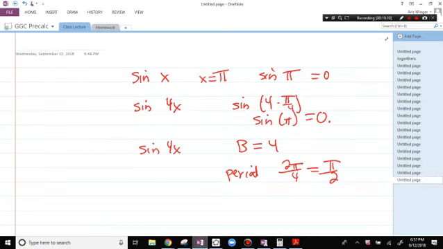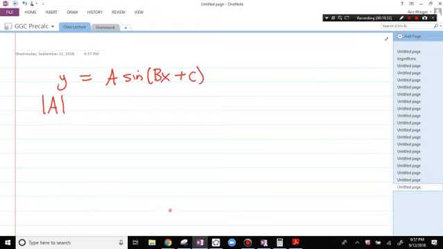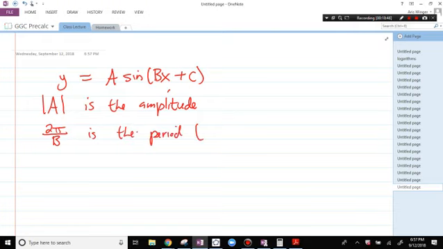My math lab makes it a breeze to graph these. Here's the standard one, y equals a sine of bx plus c. We'll write the street version for this. The absolute value of a is the amplitude. Two pi over b is the period, the amount of time for it to repeat.